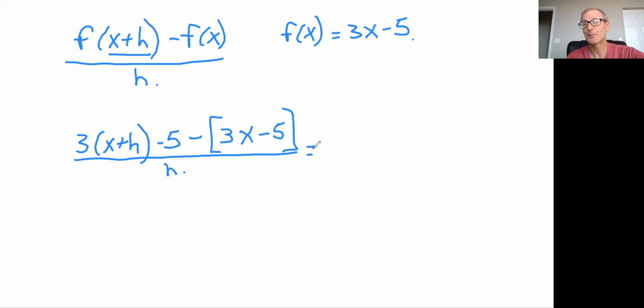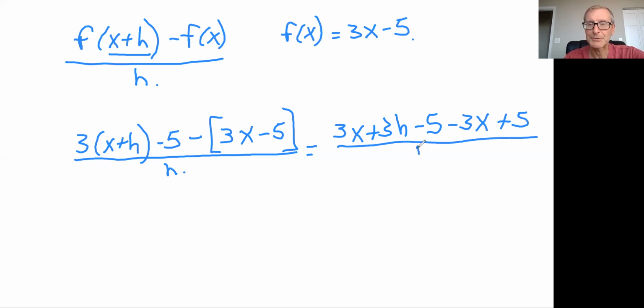So now we've got to do a bunch of algebra on it. First thing you want to do is distribute. So you have 3x plus 3h, right? Minus 5. And then you have minus a minus 3x, so we distribute that. And then minus a minus 5 gives us a plus 5. And then we divide by h.